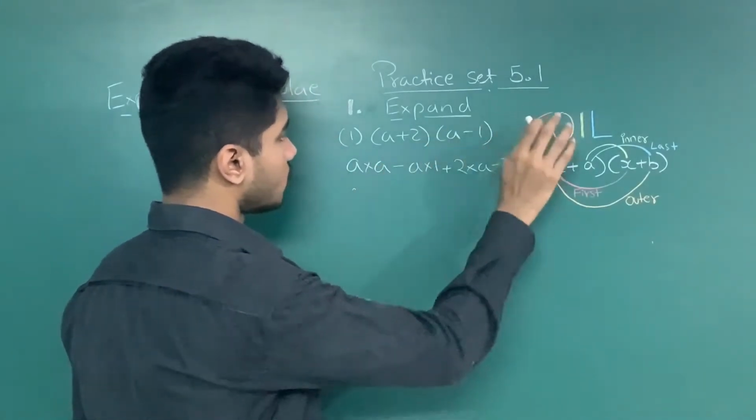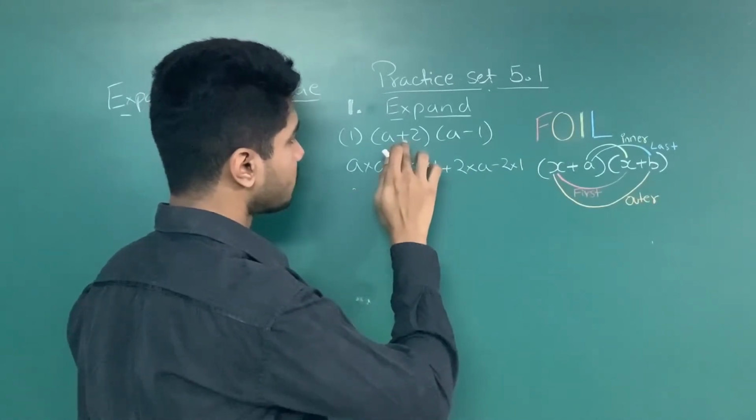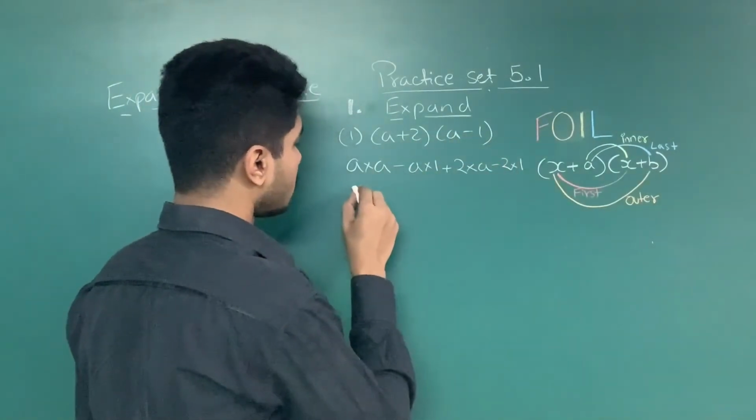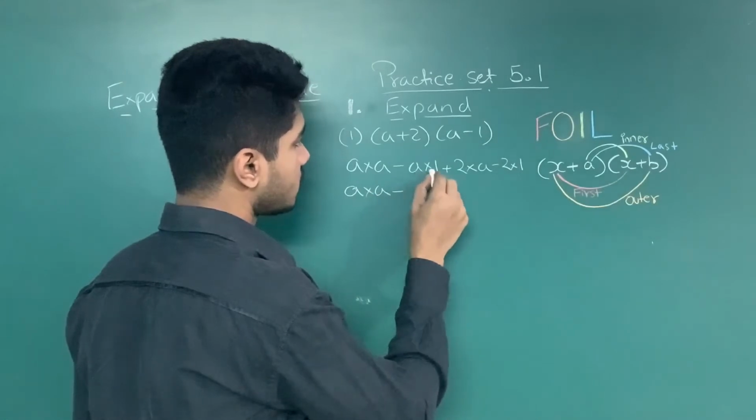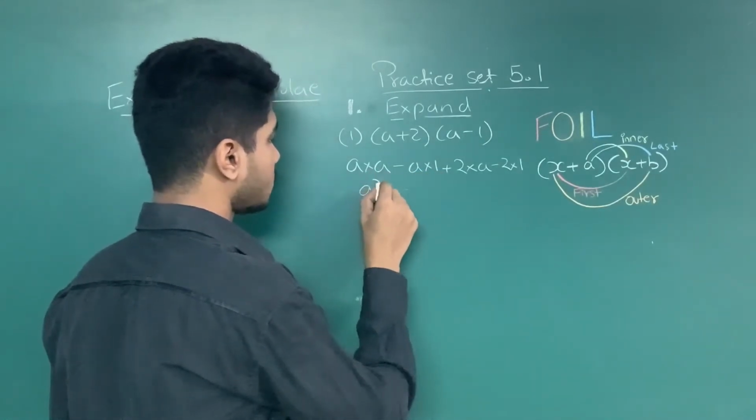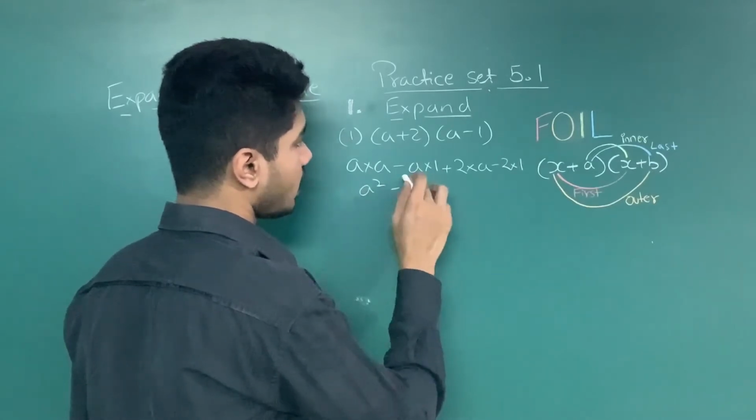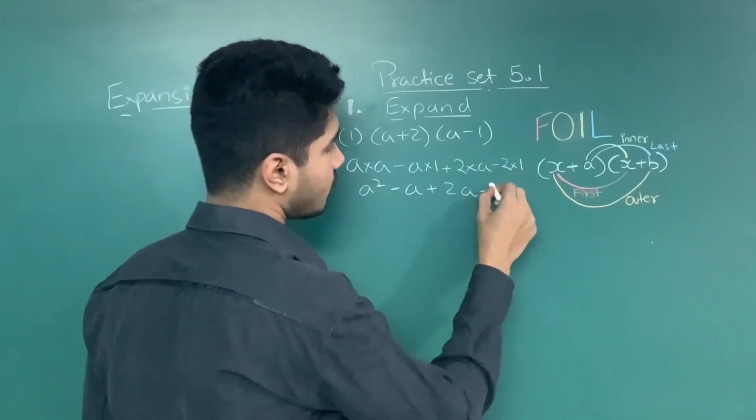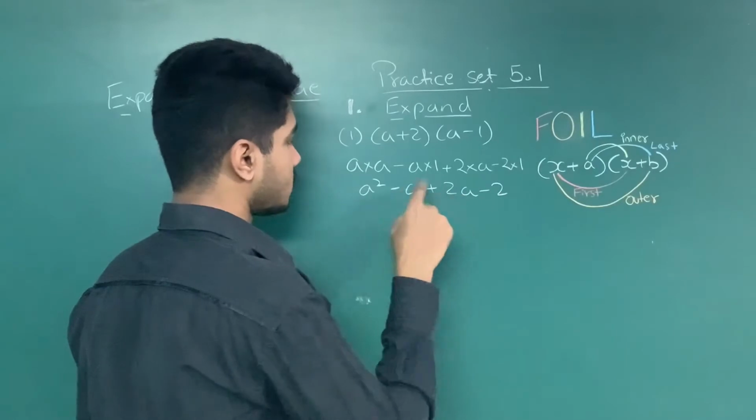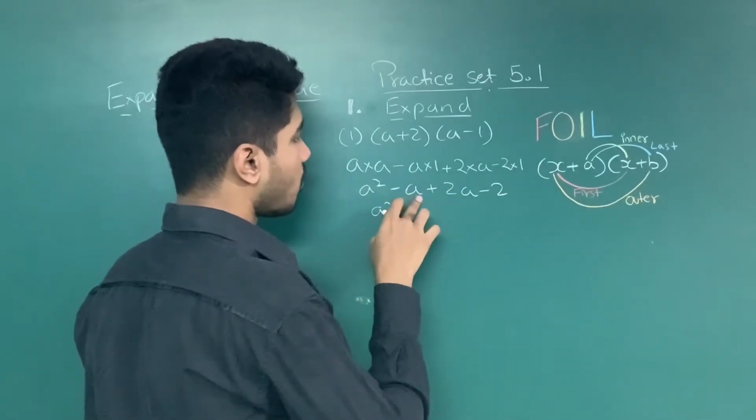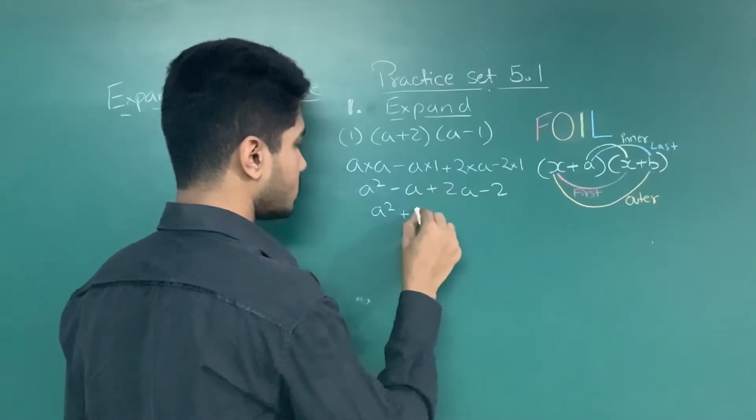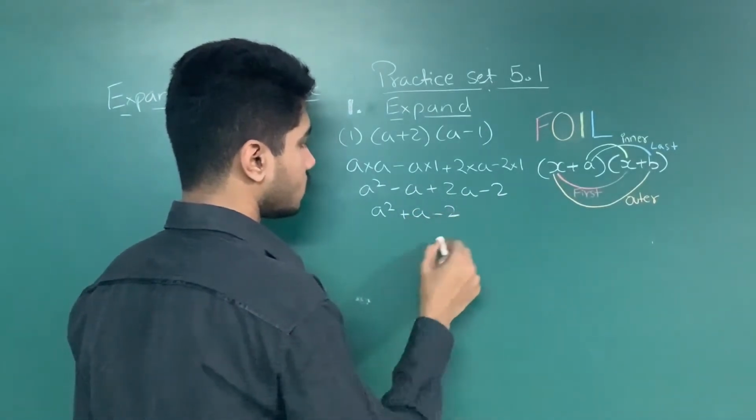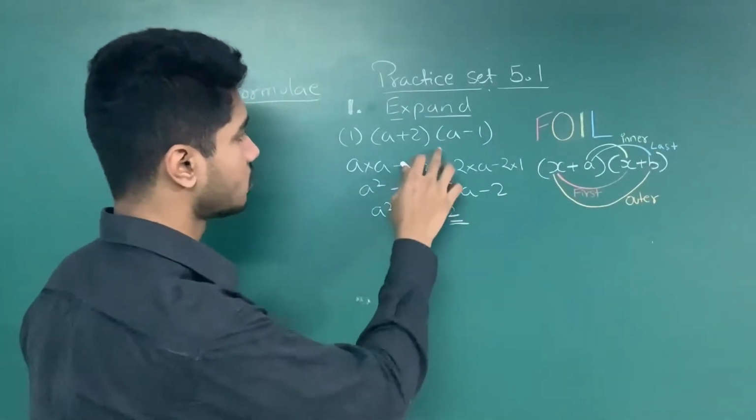Now you will be also thinking about this plus and minus, that is positive into negative, will give you negative. a into a will be a square, a into 1 will be a with minus sign, plus 2 into a will be 2a, this will be 2 into 1 will be 2 with minus sign. Now minus a plus 2a will give me plus a, because 2 minus 1 will give me 1, minus 2. So this is the expansion of this two brackets.